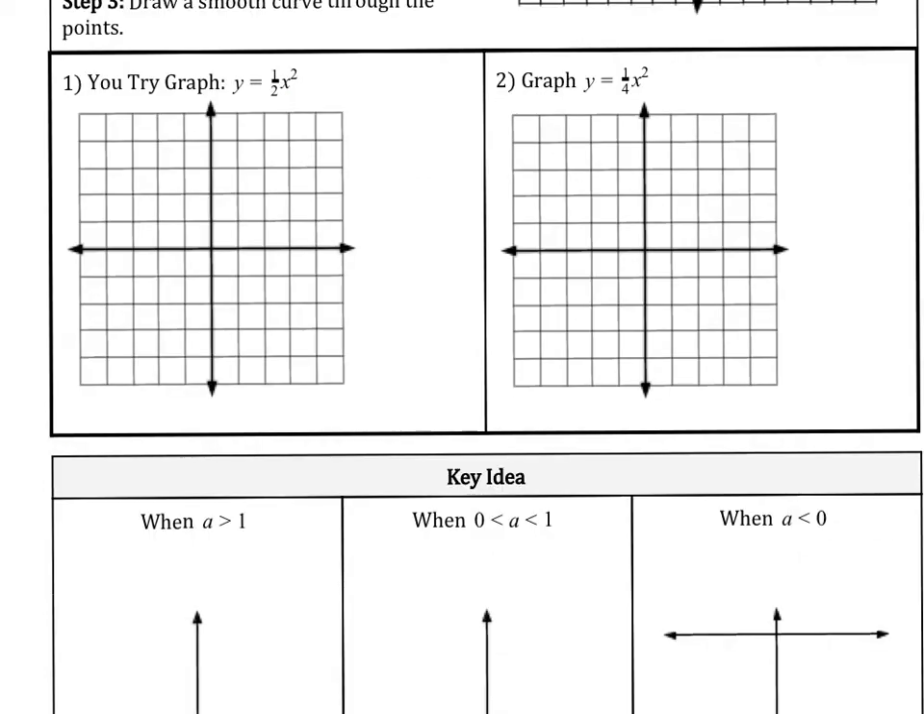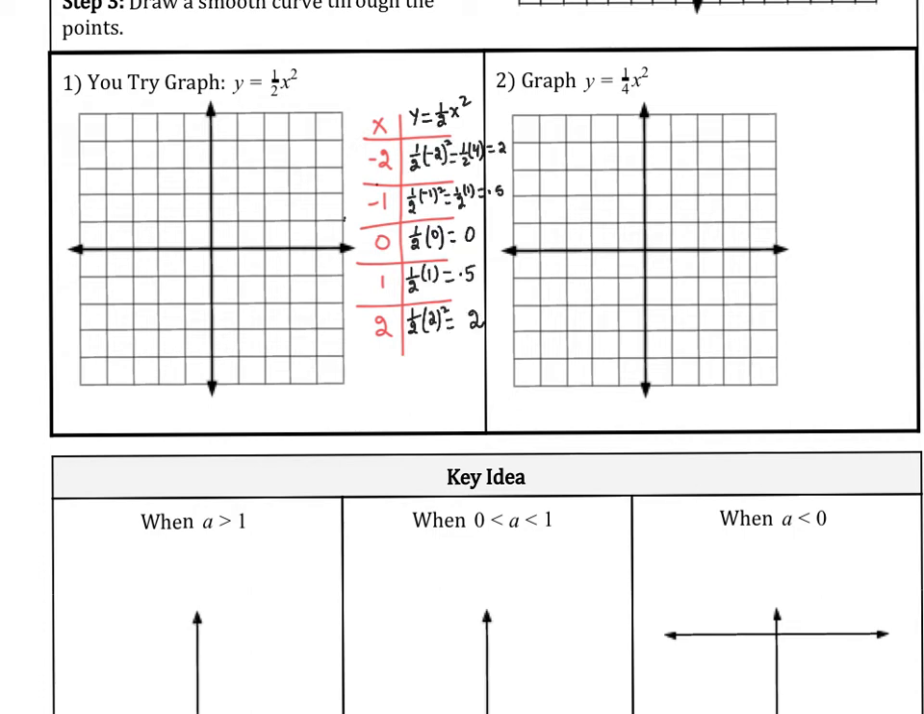Next, we are going to try the You Try problem number 1 and number 2, where we have a less than 1. We are going to make a table in order to solve this. So to graph this, I'm going to make a table. The x values that I chose are -2, -1, 0, 1, and 2. And I'm going to plug these x values one by one into this equation to get the y values.